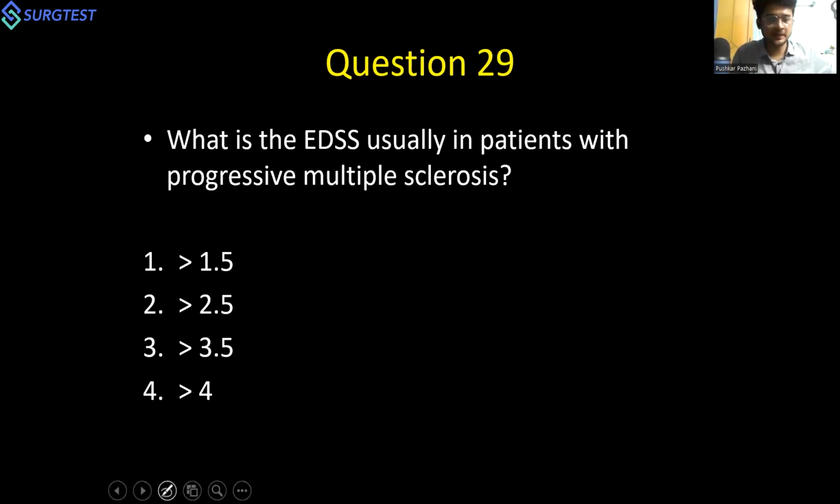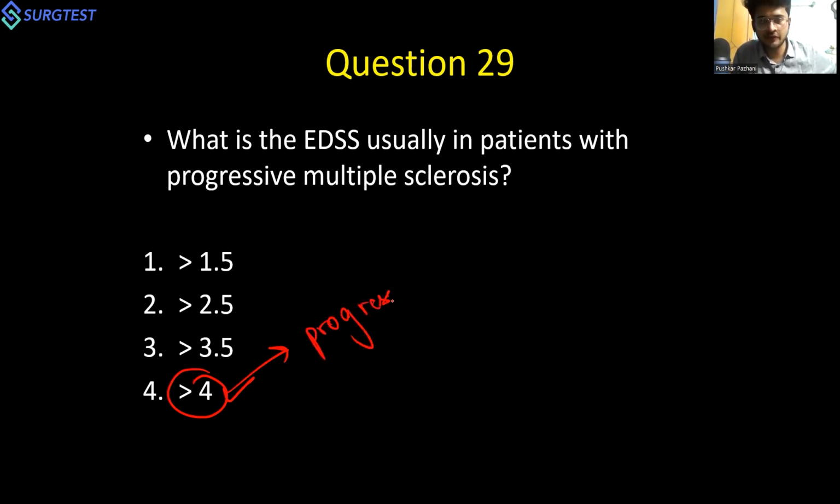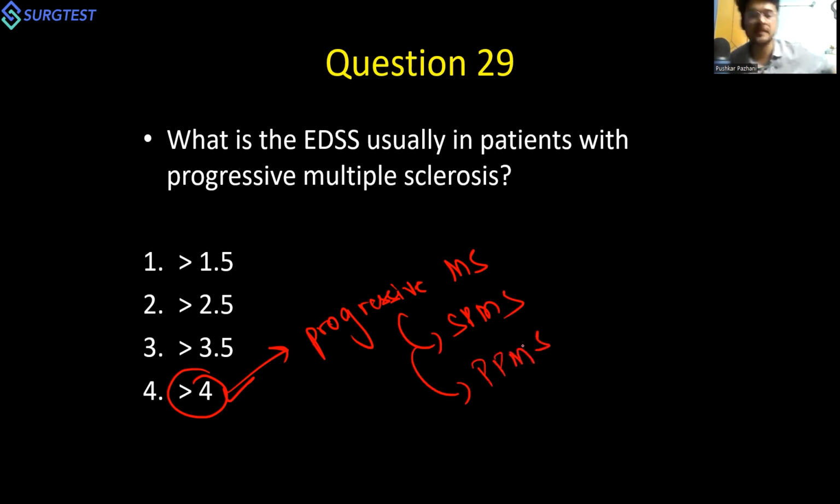Okay, so the answer is actually not B. The answer is actually 4. An EDSS of more than 4 is usually seen in the progressive varieties of multiple sclerosis. This is taken verbatim from Harrison. So your SPMS, that is secondary progressive MS, as well as PPMS, primary progressive MS, both generally tend to be neurologically doing much worse than their RRMS counterparts, and usually they have an EDSS score of more than 4.